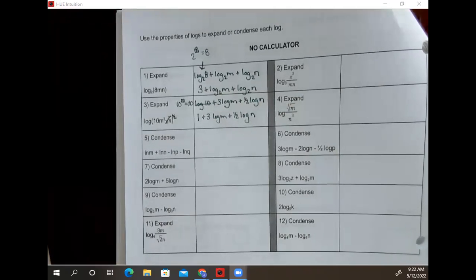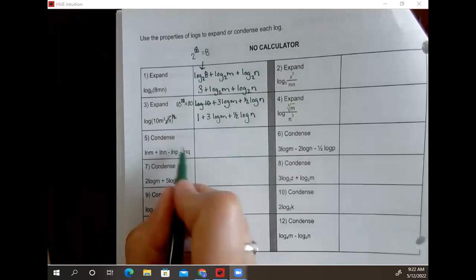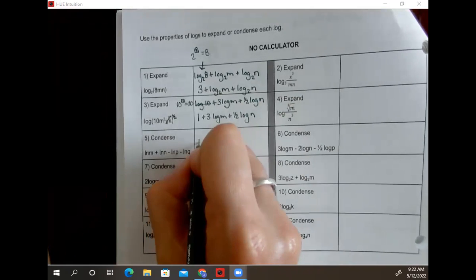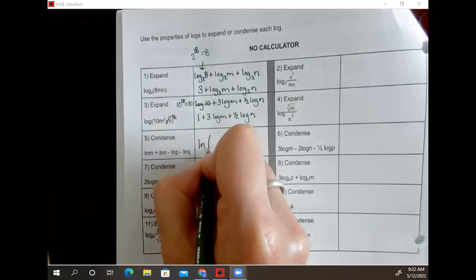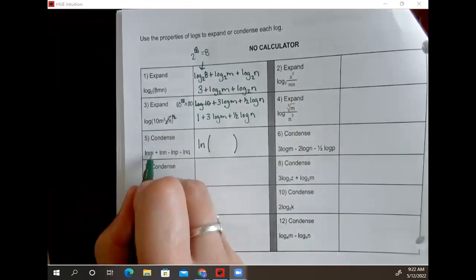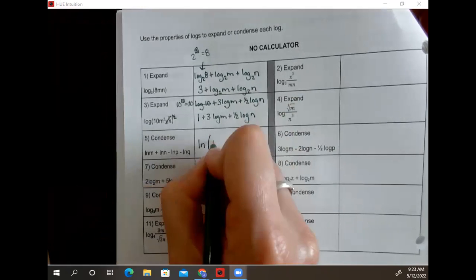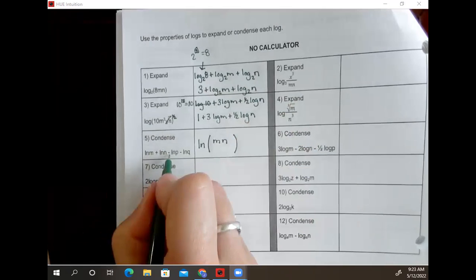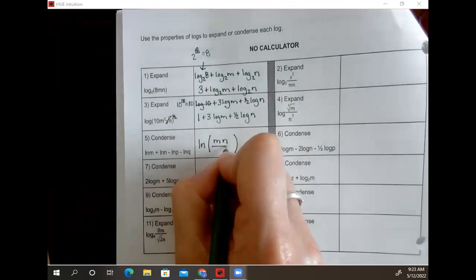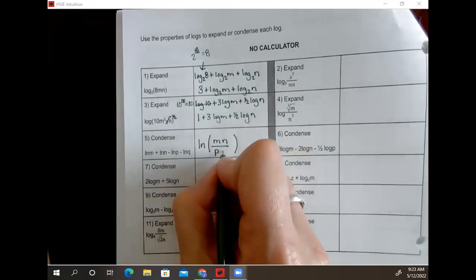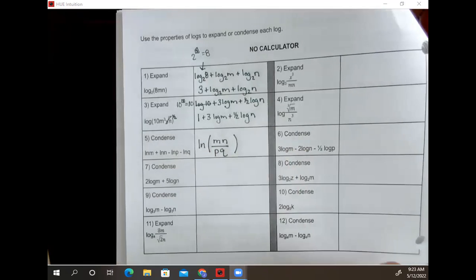Number 5, our directions say condensed. So we're going to take all these logs and write them as a single log. I see ln here, so that means I've got a natural log. And I'm going to have just one argument here. M plus n means I'm multiplying those things together. And then I'm subtracting p, so I'm going to divide by p. I'm also subtracting q, so q will also go on the bottom here.